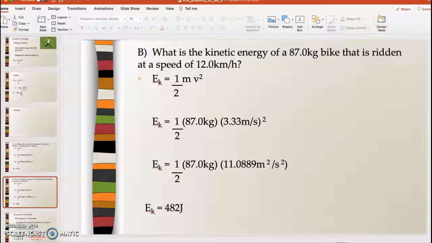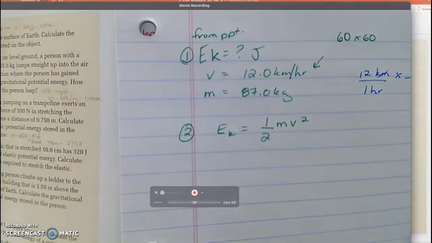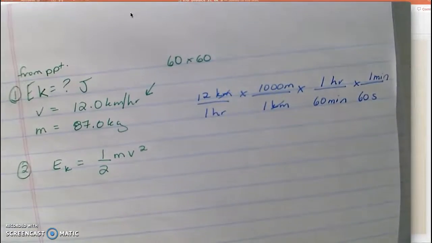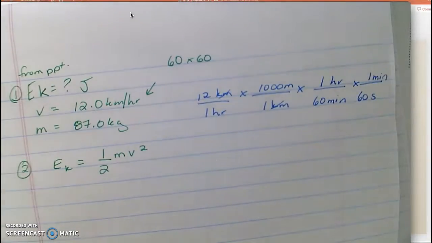All right, for this one, what threw me off was the 12 kilometers per hour getting into 3.33, because the step wasn't shown in the PowerPoint. So I got that ready for you. What you need to do, and something we haven't talked about yet, is called unit analysis. It's a way to help you with conversions.